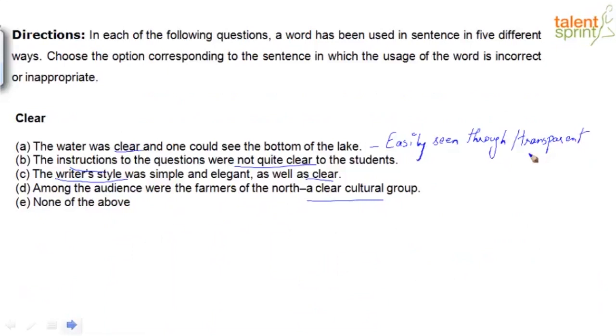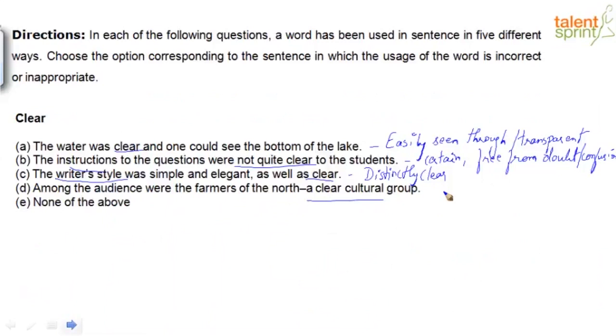Okay, option B, the instructions to the questions were not quite clear, meaning it was not free from doubt or confusion, right? So here we're talking about certain, free from doubt or confusion. Okay. Option C, the writer's style was simple and elegant as well as clear. Here again, we're talking about something very distinctly clear. You can follow this particular writer's style. It's so easy to comprehend.